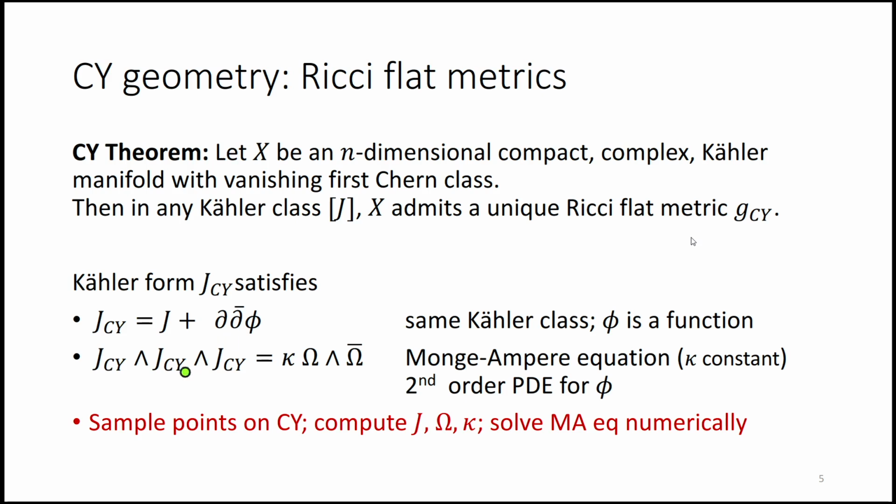So what we can do numerically is sample points on our Calabi Yau manifold. Using the information that we have, we can compute this reference form J. We can also compute this holomorphic top form omega here. And we can compute this constant kappa using the information that we have from the sample of points. And then we can use that to solve the Monge-Ampère equation numerically.